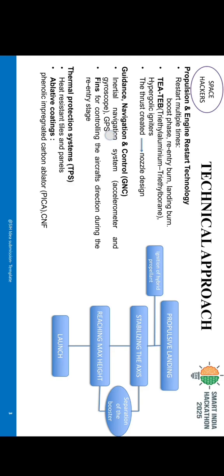The guidance navigation system includes the inertial navigation system, which contains an accelerometer, gyroscope, gimbal, and the like. And also we will have a GPS. In the inertial navigation system, we do not require any external reference, but for GPS we would require a satellite to watch our product. And for guidance, we have used fins for controlling the direction of the vehicle during the re-entry stage.